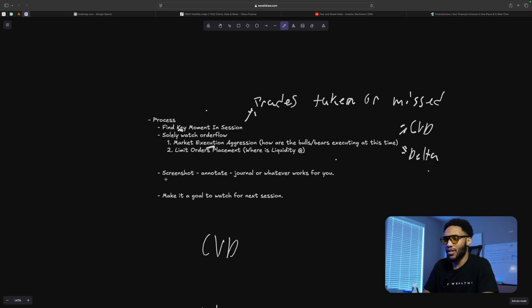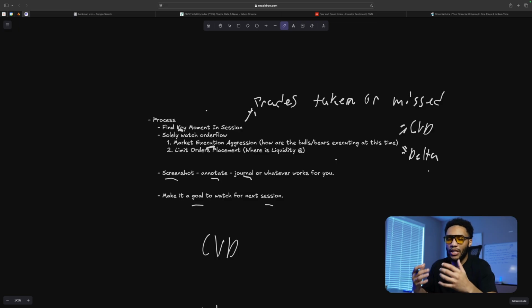Next, screenshot, annotate, journal, whatever works for you. You're doing this to write it down so you can review it for the next trading session. And last but not least, make it a goal to watch for the next session. Just like how I made the goal to look at areas of more liquidity for when I'm taking my breakouts, and also looking at CVD to paint the picture that we have the aggression to go get it. You're making the same goal as well.